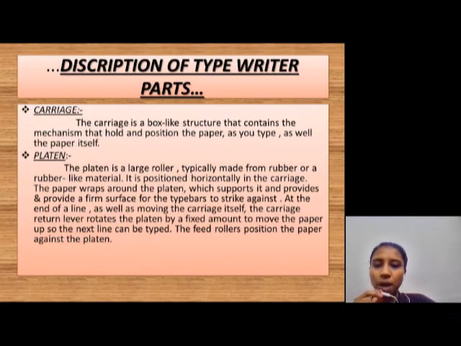Description of typewriter parts. First, we discuss the carriage. The carriage is a box-like structure that holds the mechanism of a typewriter machine, which holds the paper, type keys, or other things. Platen. The platen is a roller typically made from rubber or a similar substance. It is positioned horizontally on the typewriter, which helps to hold the paper properly and to provide a base for writing.